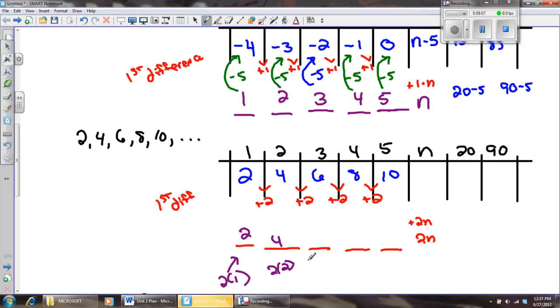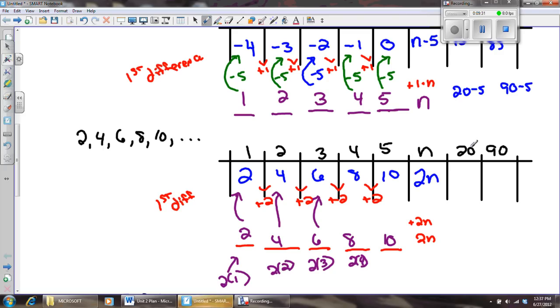Hopefully you can do most of this in your head. I'm just showing it to you because it's probably new. 3 will be 2 times 3, which is 6. 2 times 4, which is 8. And 2 times 5 is 10. The purple ones match the blue ones perfectly, don't they? They sure do. So my answer is going to be 2n.